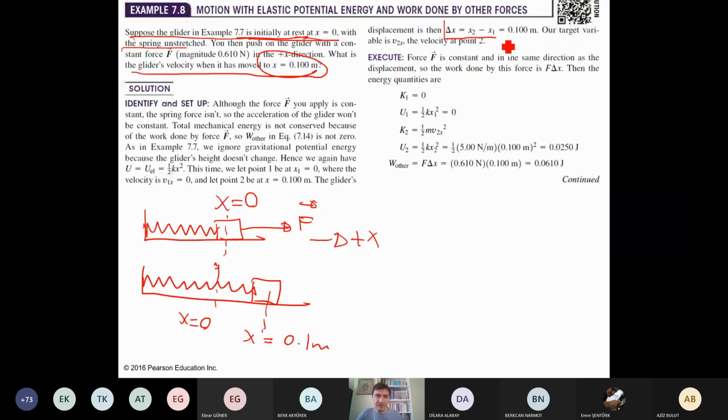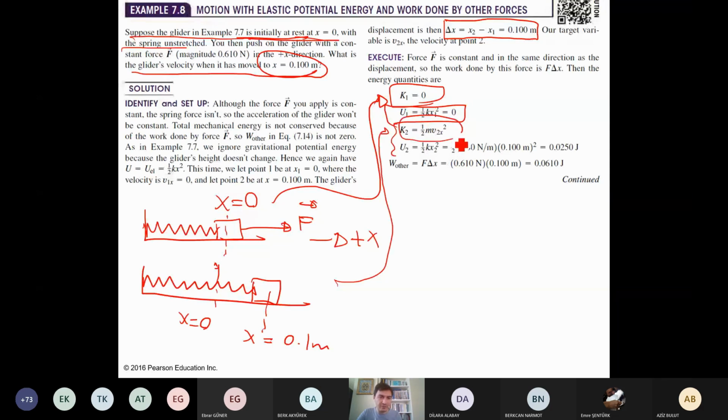And the initial kinetic energy here is 0. The initial potential energy here is also 0 because the spring is unstretched or uncompressed. And in this case, we have kinetic energy with this one, and we have potential energy this one, okay? This x is given, so we have a certain potential energy. But what about other forces? Is there any other force here? Yes, we have applied this force. At the beginning, there is no force here. But now in the second condition, I have applied a force along the positive x direction.